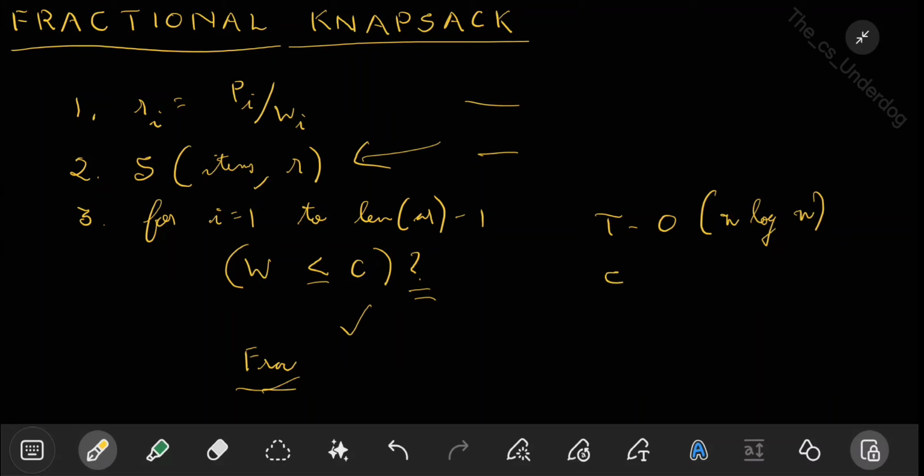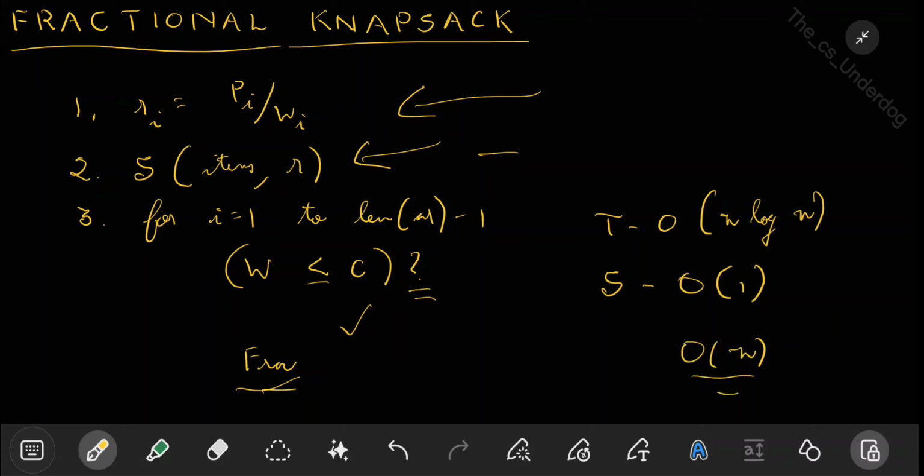Next thing is space complexity. Coming to space complexity, actually you can do this in order of one space. You don't have to use any additional space. You can do this if you are not separately calculating and storing these ratios. If you want to store the ratios of all items separately before you start processing, then you may have to take order of n space for storing the ratios.